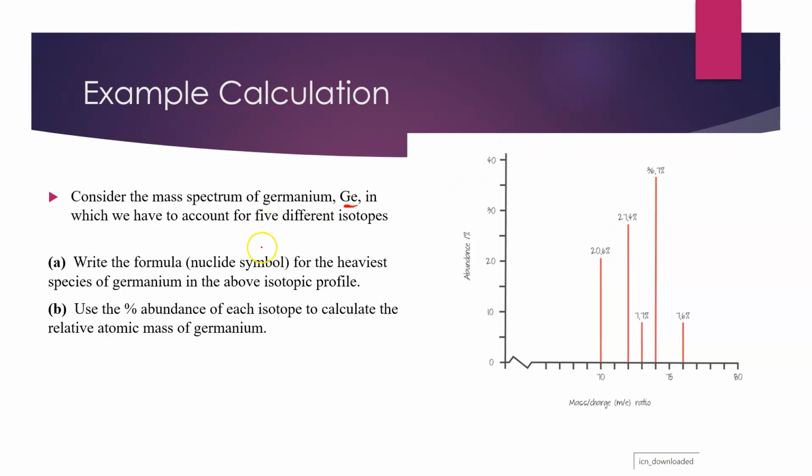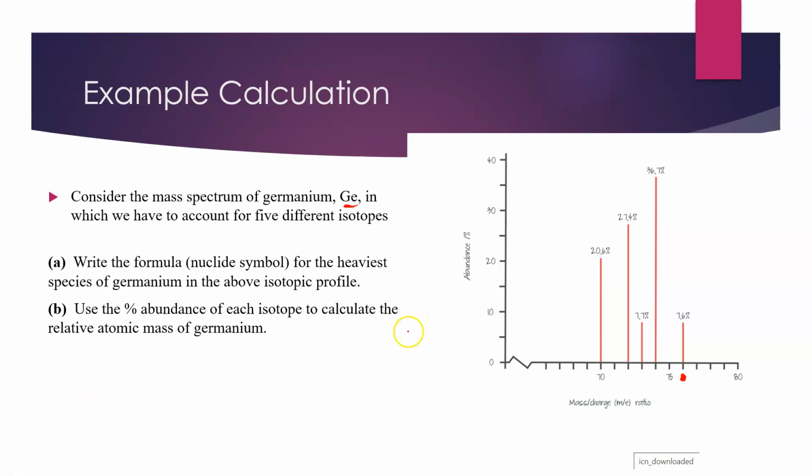It wants the heaviest one, so we're going to move, if we can see here, the numbers are getting bigger as we go from left to right. So that will be this isotope here, which is going to be 76. Okay, so for this, we're going to need to know the atomic number of germanium, and then we're going to write the nuclide symbol with the atomic number and the mass number for this particular isotope.